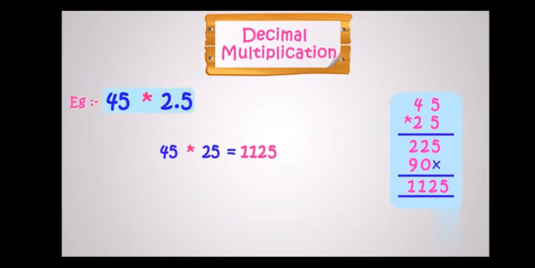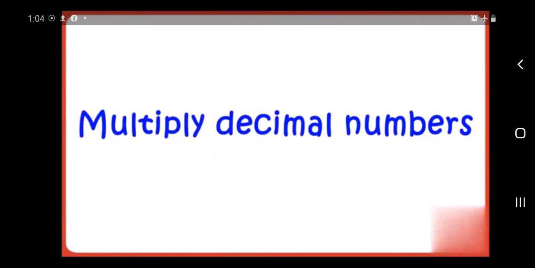1125. Now we can see in the question we have only one place after the decimal point. So in the answer there must be one place after the decimal point. So it means we should put the decimal point after 2 and before 5. And our answer will be 112.5.